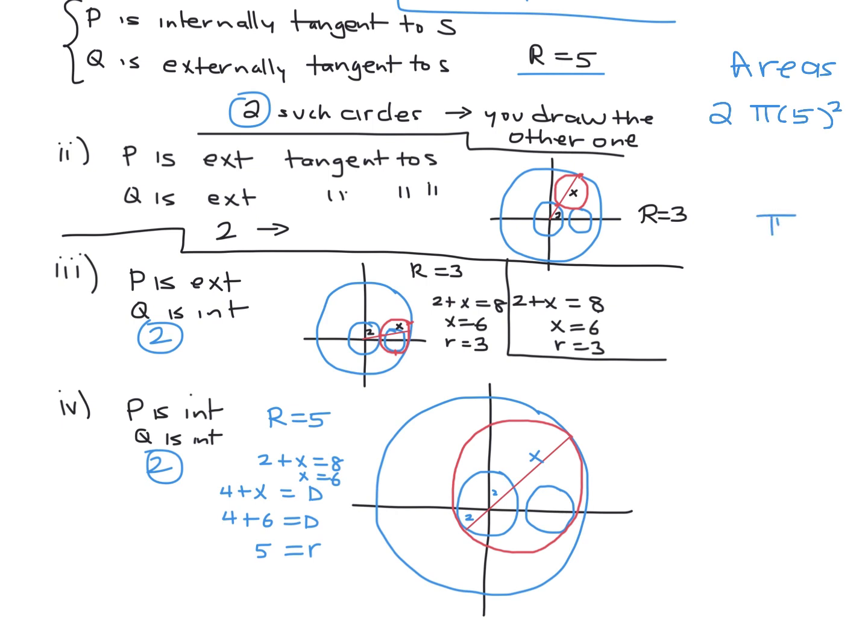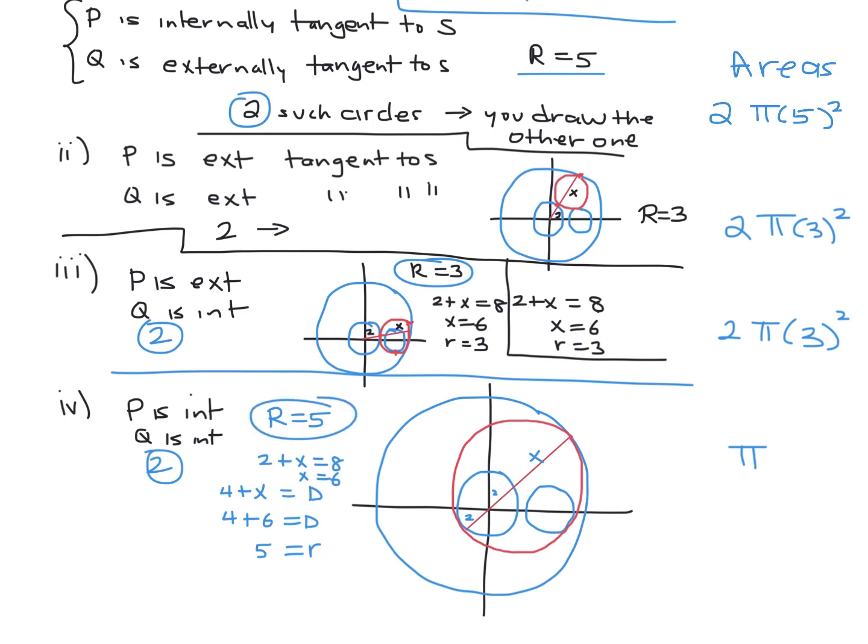Here, the area is pi times 3 squared, 2 such circles, you have to multiply by 2. Here, we have 2 such circles with the radii of 3. So again, 3 squared, multiply by 2. And the last one, pi, the radius was 5, so 5 squared, multiply by 2. So this is what, 50 pi? This is 18 pi. This is 18 pi, and this is 50 pi.